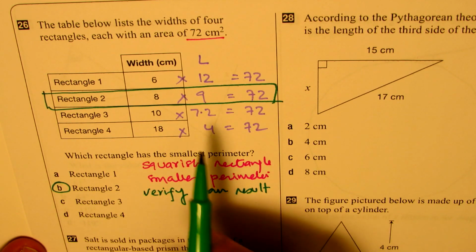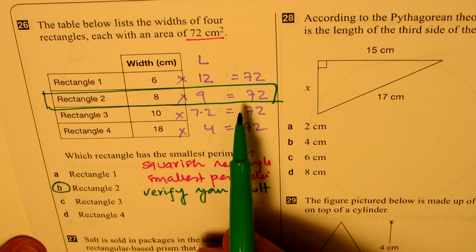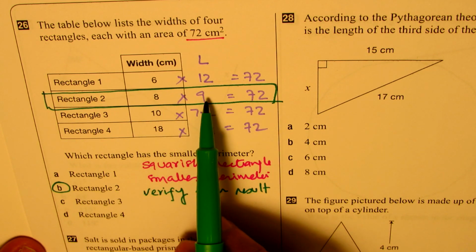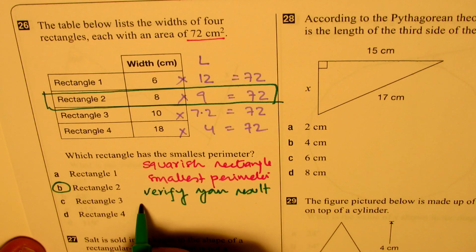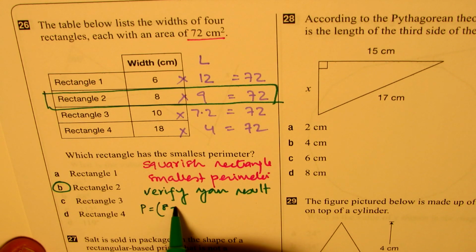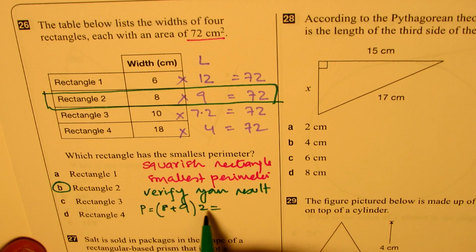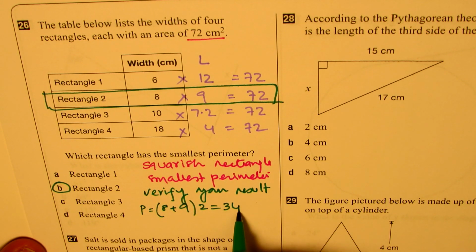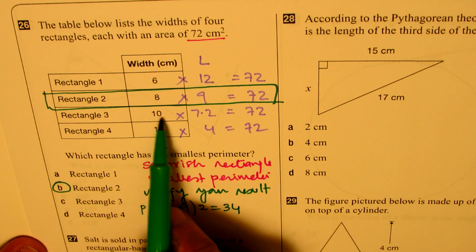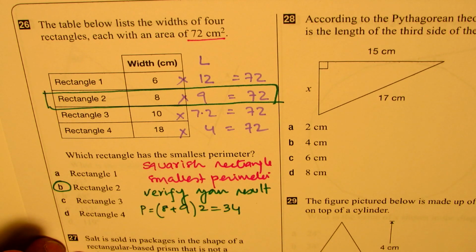How will you verify? Just add 8 and 9 and multiply by 2 to find the perimeter. You will see that this perimeter is smallest. So in this case, the perimeter is going to be 8 plus 9 times 2, which is 17 times 2, 34. If you take the perimeter of any other, it will be much greater. Perfect. So that is very important to understand.